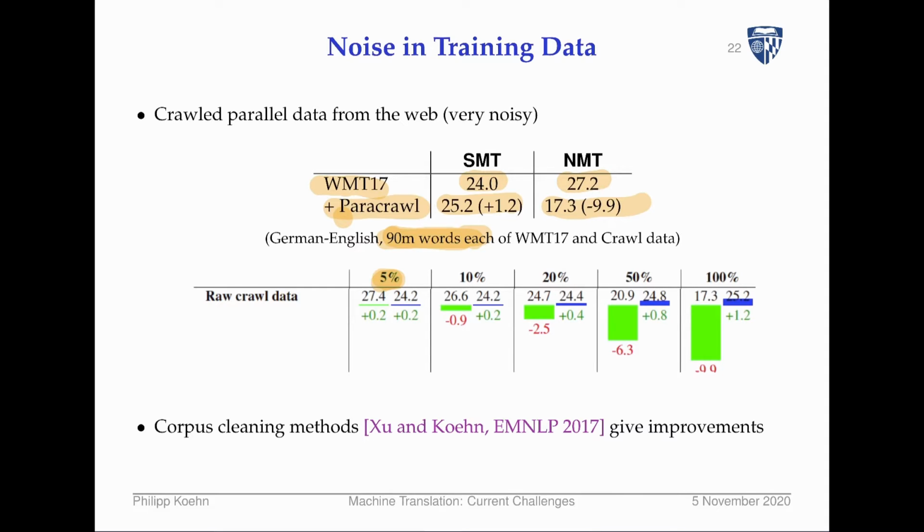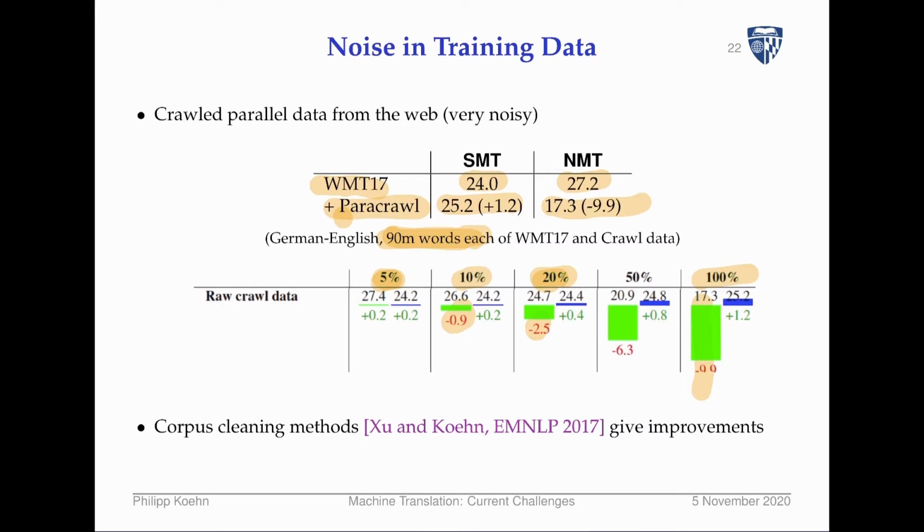Noisy data, slight gains. 10% of noisy data, neural MT already falls down. 20% of noisy data, additional data. So the clean data stays the same all the time. You're just adding noisy data. Things collapse. And then if you put in as much noisy data as the clean data, so you double the data size, we see this collapse in quality.